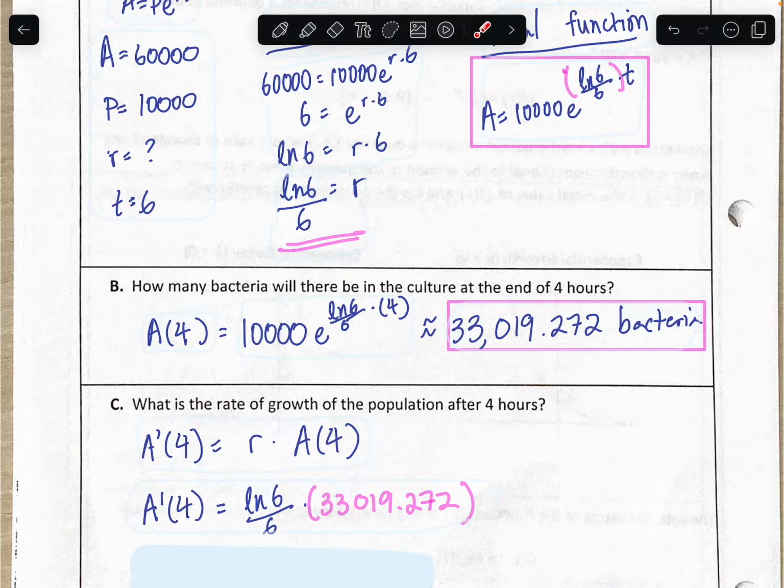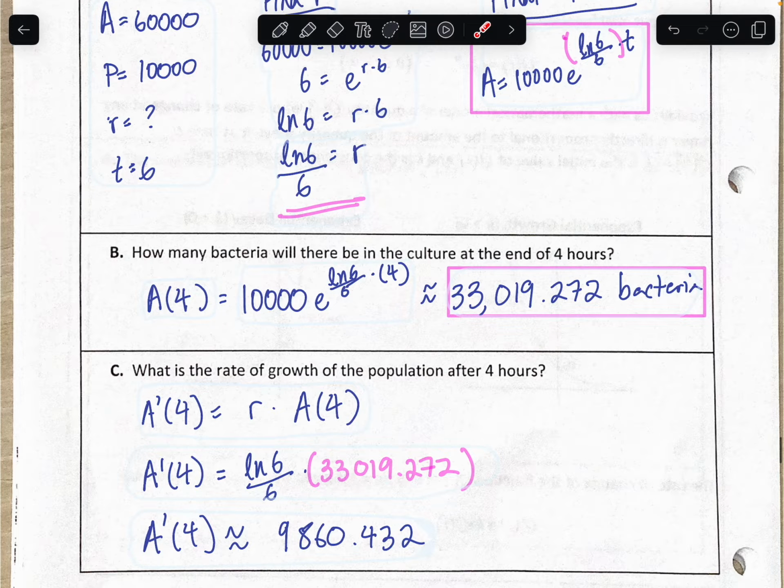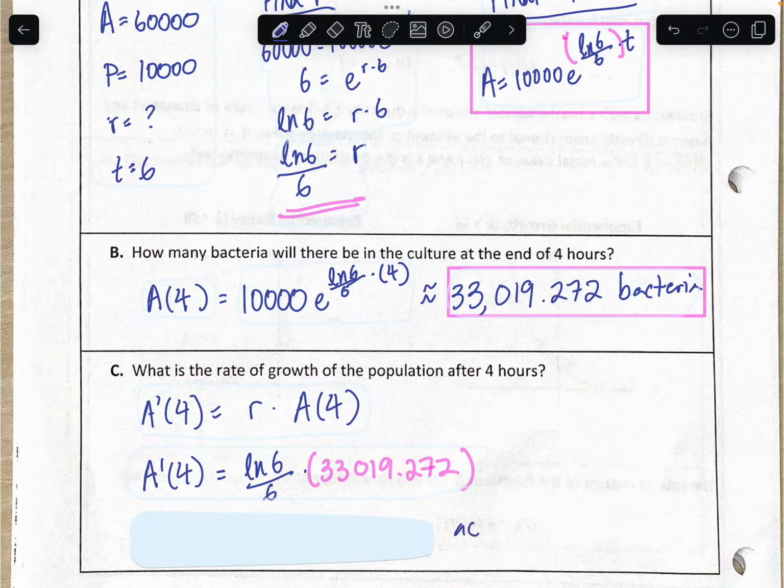You're going to put that in the calculator. Again, see if you can get that before I show it. And that is what you should get. A prime of 4 is approximately 9,860.432 bacteria per hour. So I should be adding that, actually, bacteria per hour.